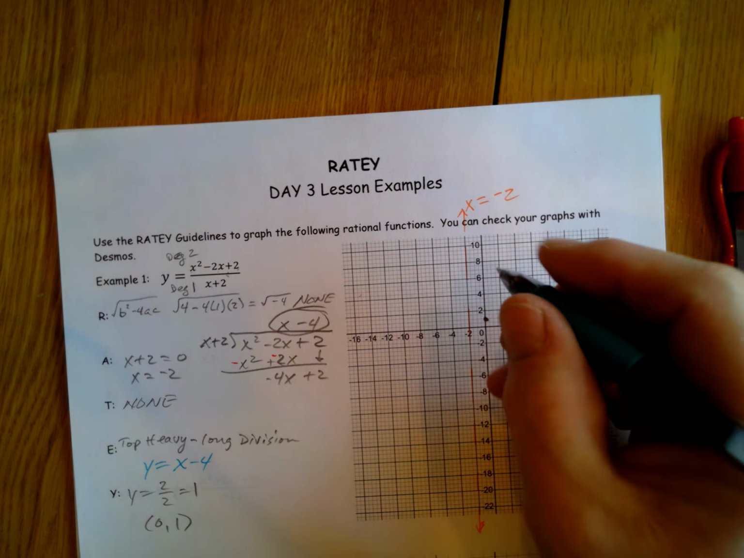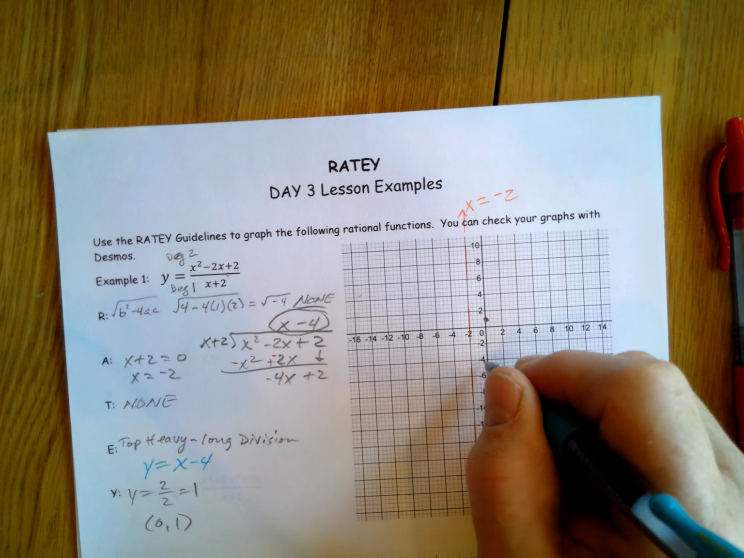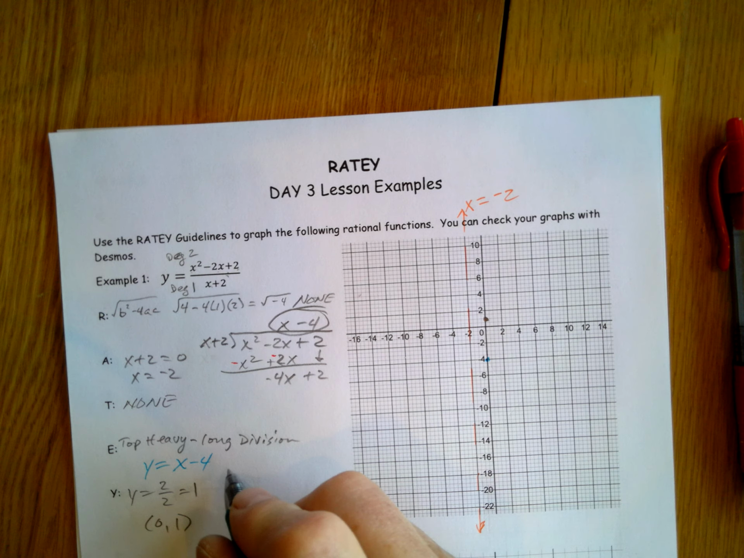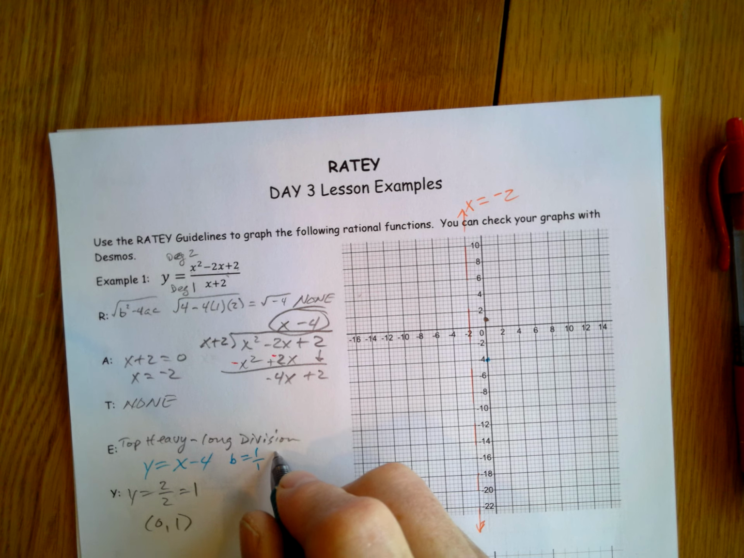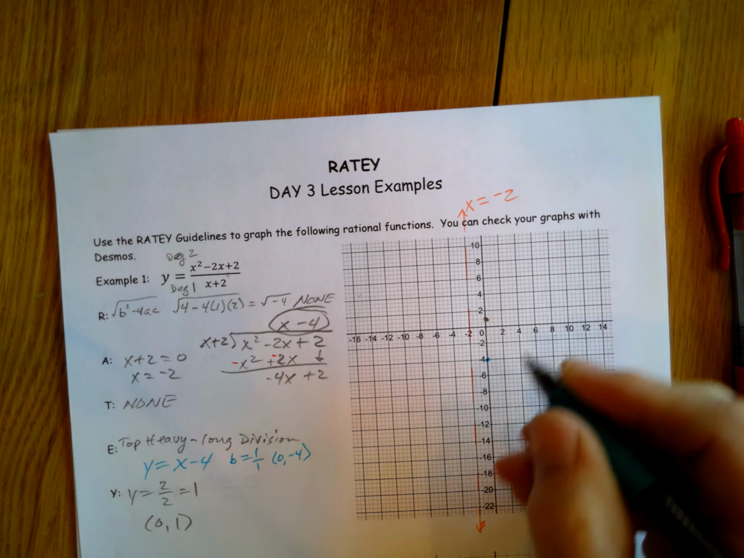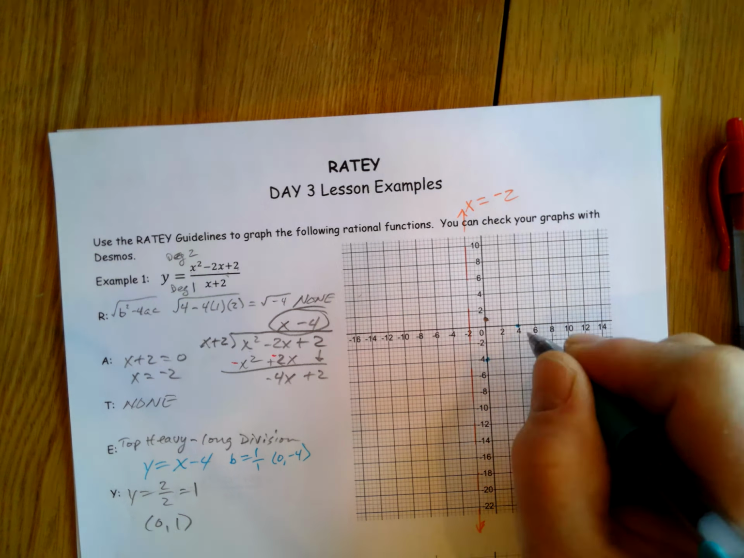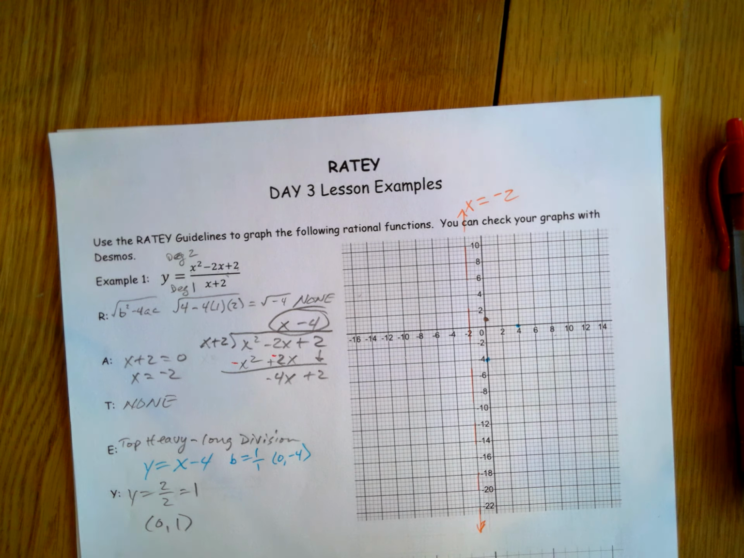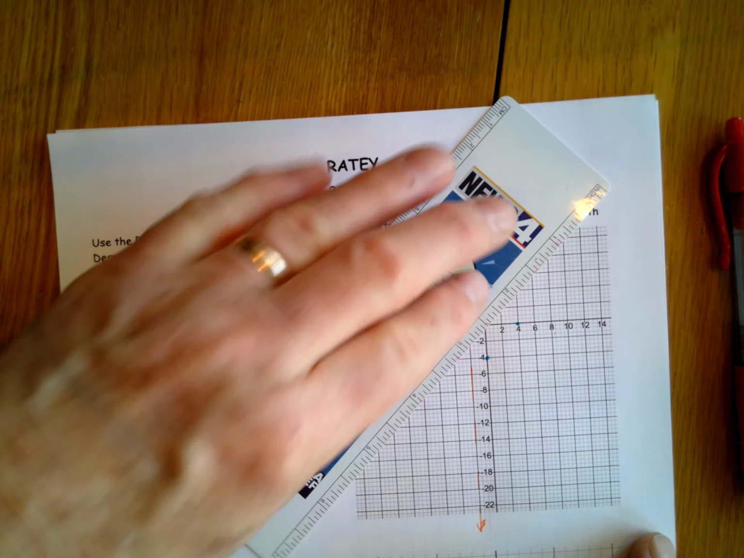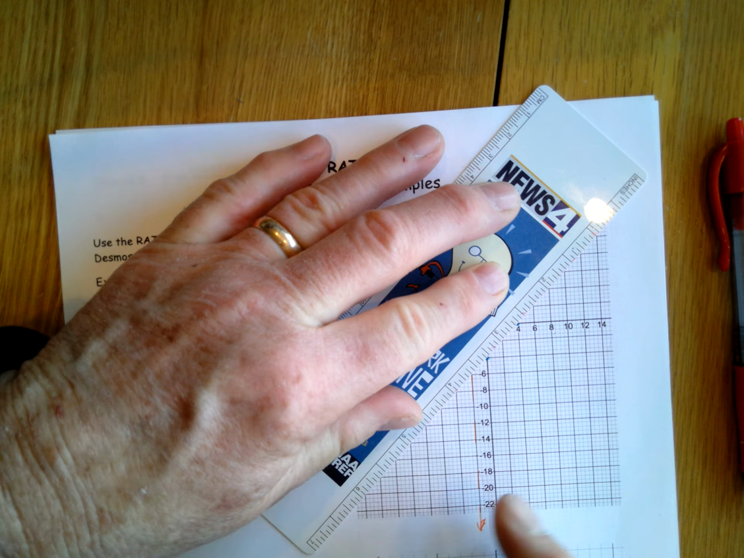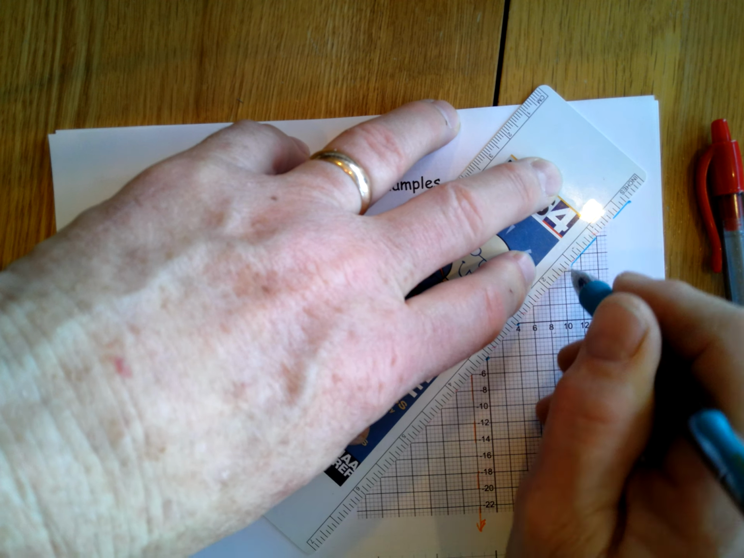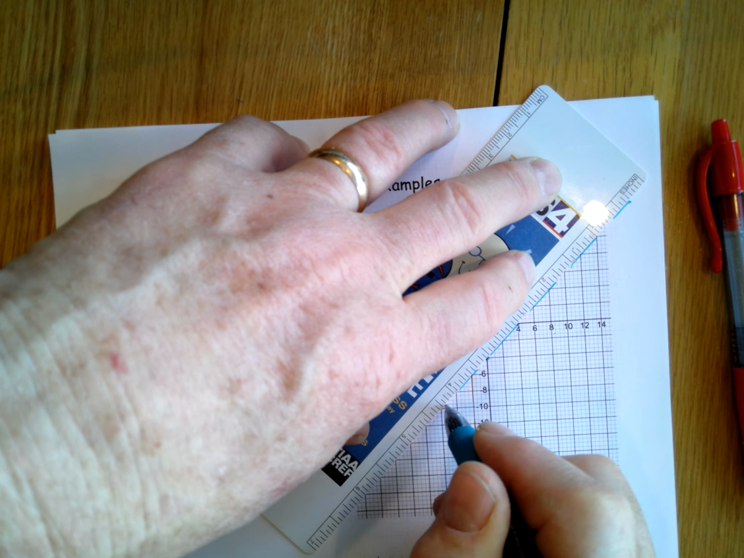So for y equals x minus 4, I'm going to go find -4 because this means my slope equals 1 over 1, and my y-intercept is 0, -4. So I go here. Since it's a slope of 1, up 4 and over 4 is slope of 1. So I'm just going to line up these 2 points, and I'm going to draw in my slant asymptote.